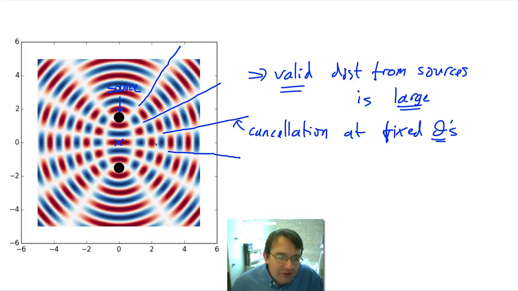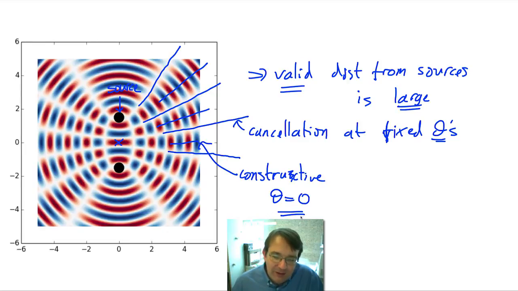Similarly, you get constructive interference along these lines. So here you're going to get constructive interference. And the thing to note here is that one of these lines for constructive interference, where you get the large amplitude and you get them in phase, occurs when theta is equal to 0. And that was also one of the predictions we had.